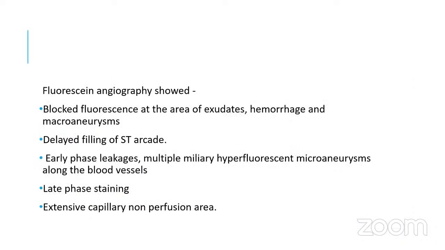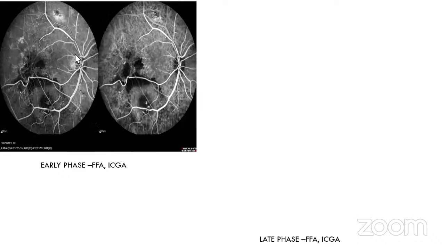Now we'll go to the fluorescein angiography. I'll directly jump to angiography and ICG. This shows the early phase. This is the fluorescein angiography, and this is the ICGA. Here we can see blocked fluorescence in the area of hemorrhage, aneurysm, with all the exudation.